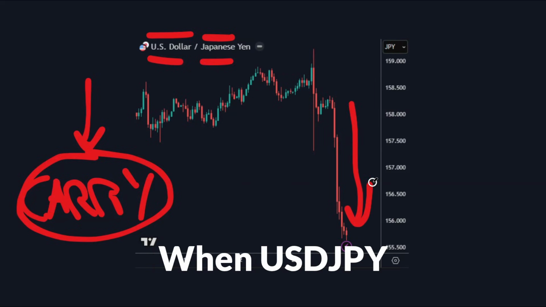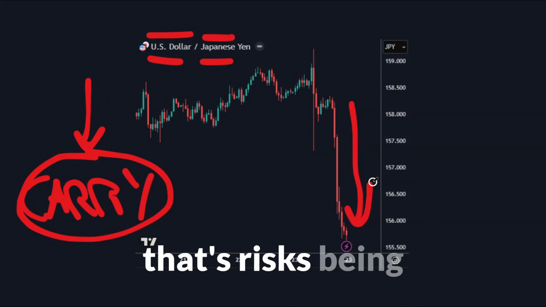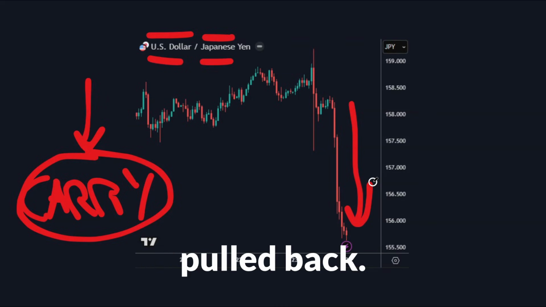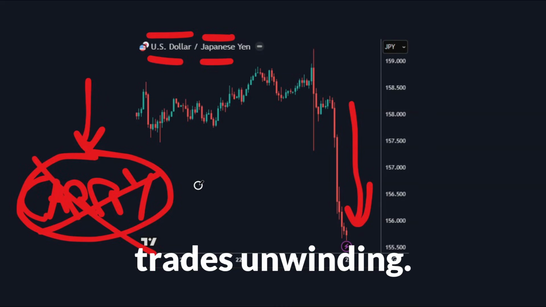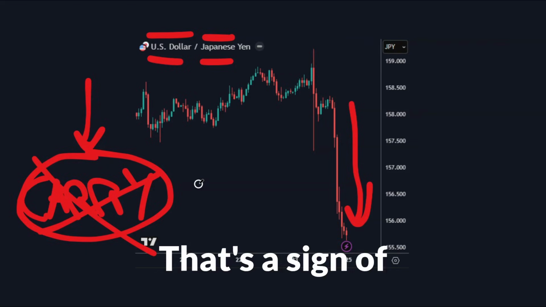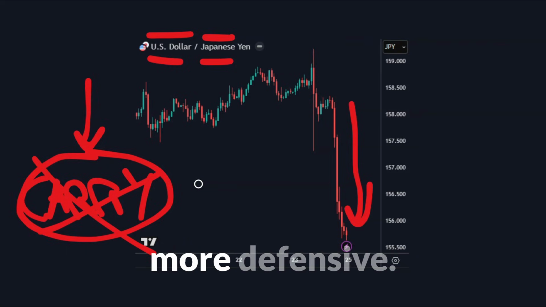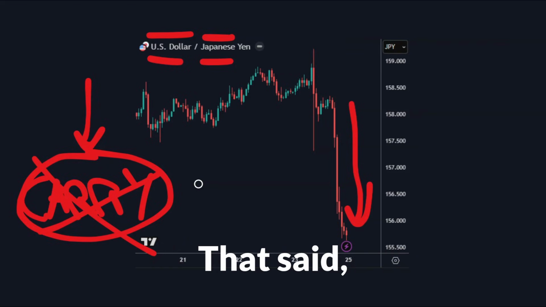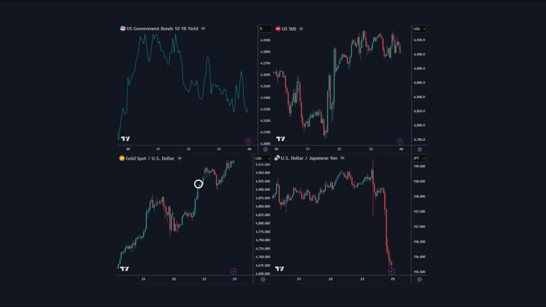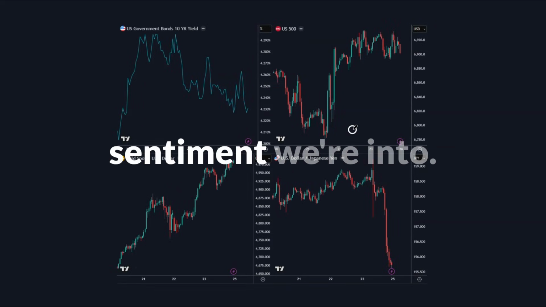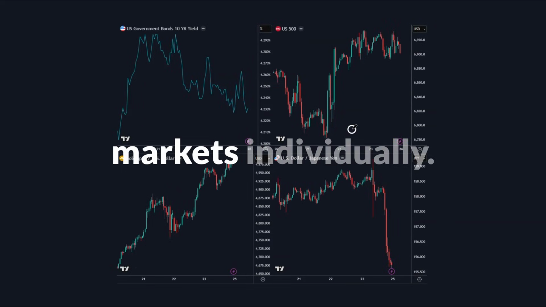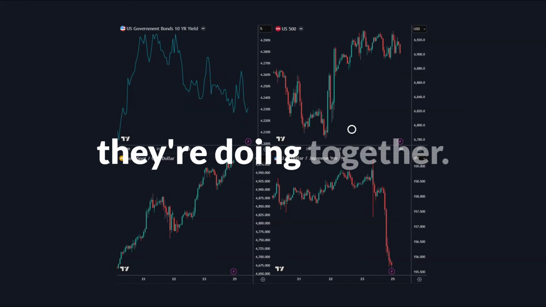When USDJPY falls aggressively, that's risk being pulled back. That's carry trades unwinding. That's a sign of market stress. It means that traders and investors are getting more defensive. That said, here's where we click everything together. To understand what type of sentiment we're in, we don't look at these markets individually. We look at what they're doing together.